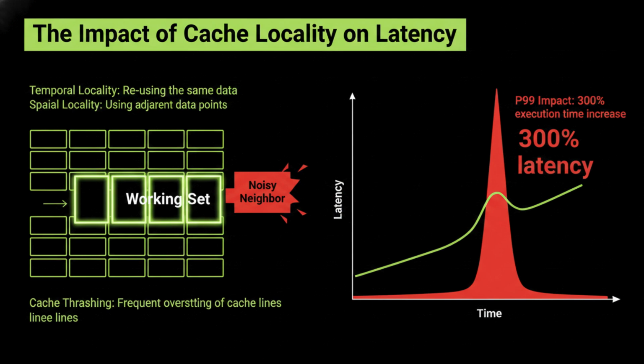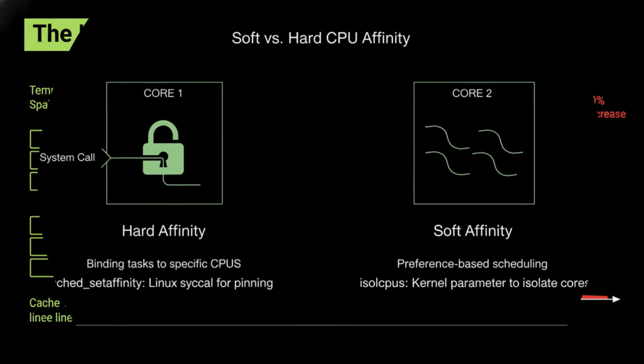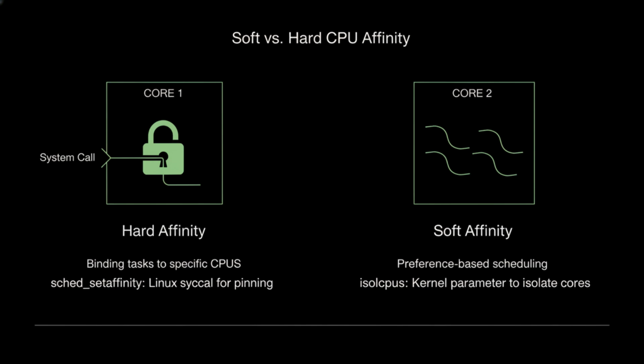In high-throughput environments, this cache thrashing can lead to jitter. We use tools like perf to measure cache miss ratio. A jump from 1% to 5% cache misses can result in a 300% increase in task execution time for compute-bound workloads. Schedulers like the Linux CFS use soft affinity, meaning they try to keep a task on the same CPU, but will move it to balance the load. For ultra-low latency, this isn't enough.